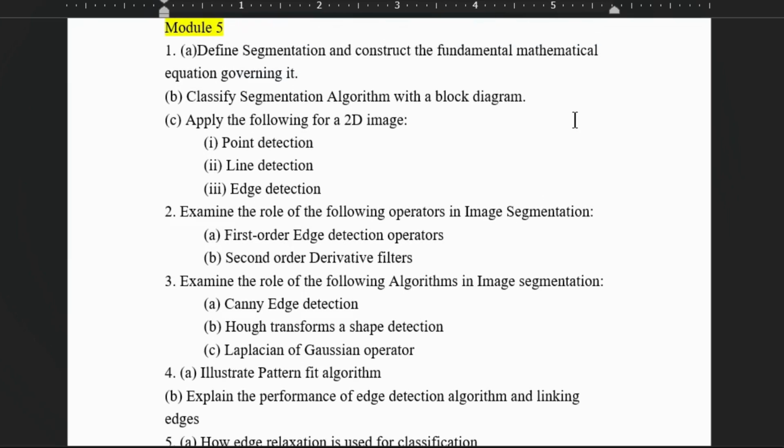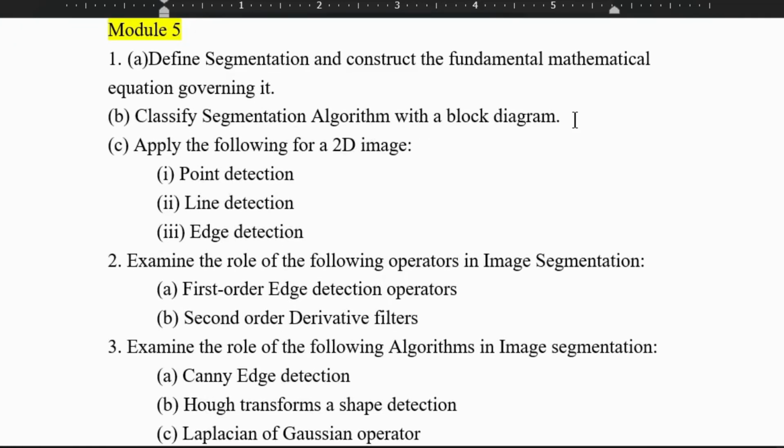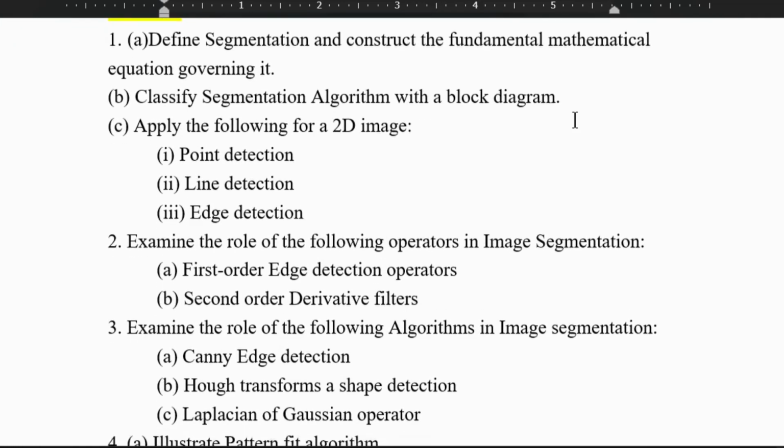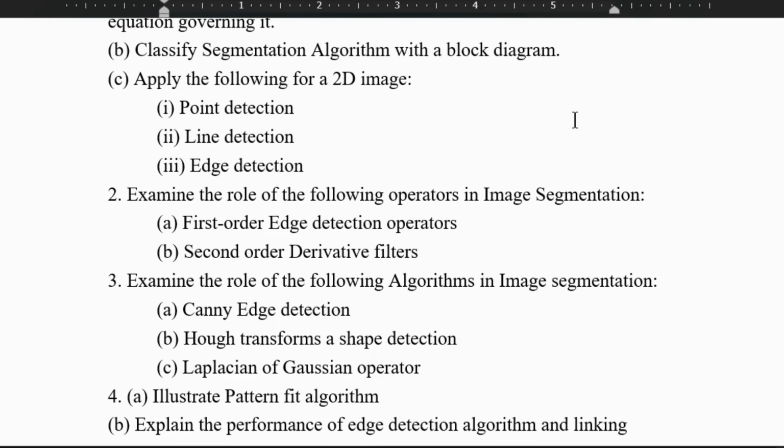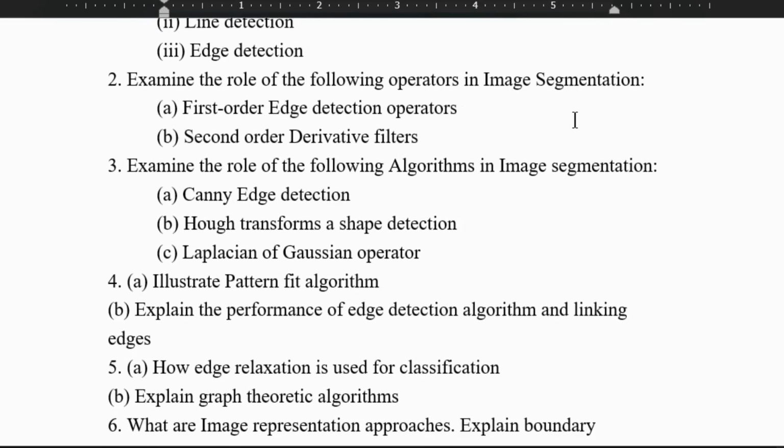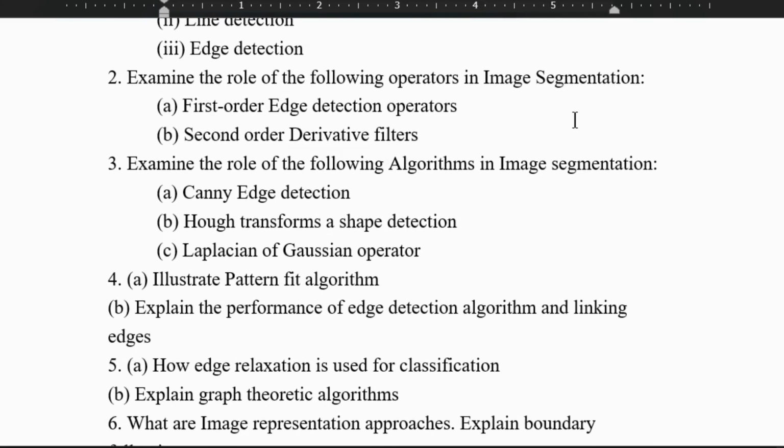It mainly contains segmentation and the different mathematical equations governing it. 4 equations are there, you have to mention them. Then the segmentation algorithm with a block diagram, one flowchart is there. Point, line, edge detection with the kernel matrix and everything you have to mention. Then next is first order, second order derivative filters, pretty much easy, already covered. Canny edge, Hough transform and Laplacian of Gaussian operator. The equation derivation is in the syllabus, you have to write that.